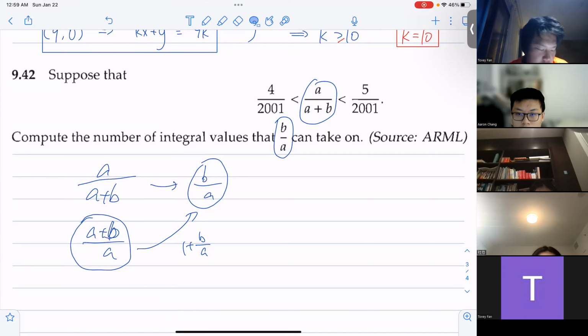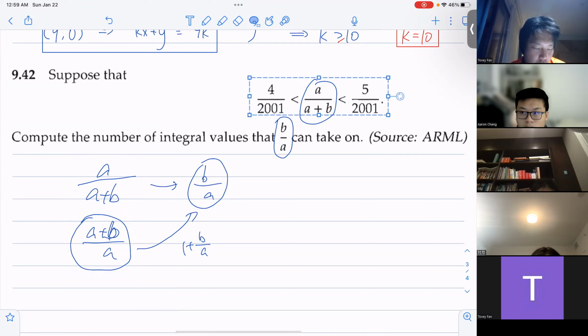First, notice that the question is asking for b over a, and we have this, right? So we have to think about how we go from a over a plus b to b over a. Now you will see that b should be on top. A plus b contains b, so it should be on the top. So we can first think of, why don't we take a reciprocal?